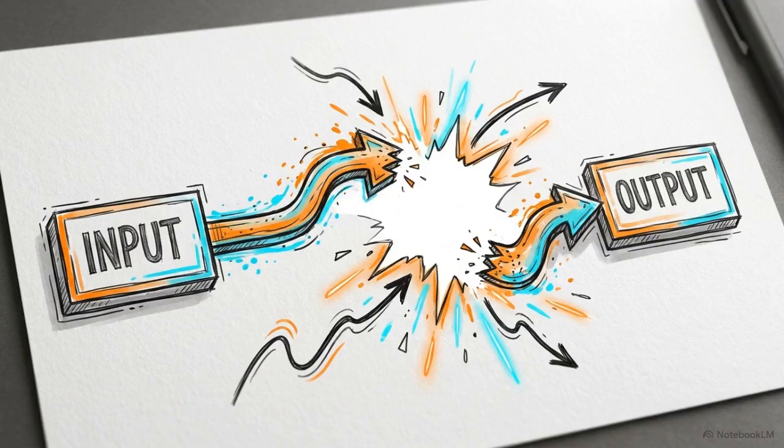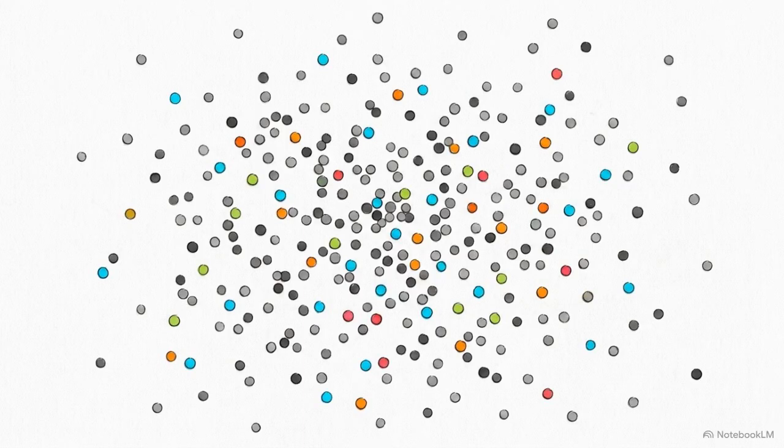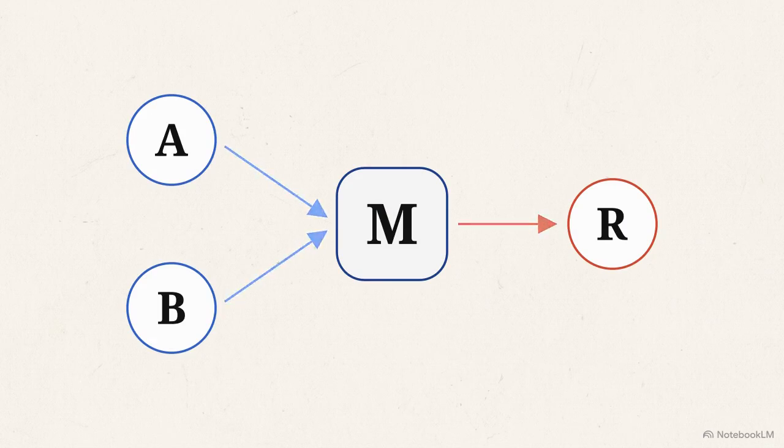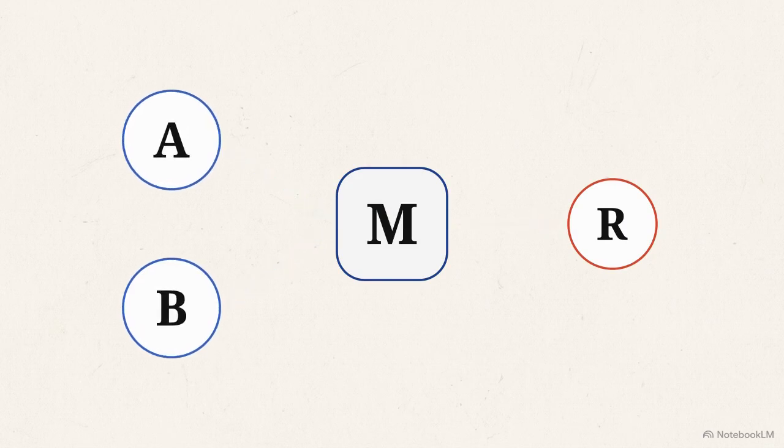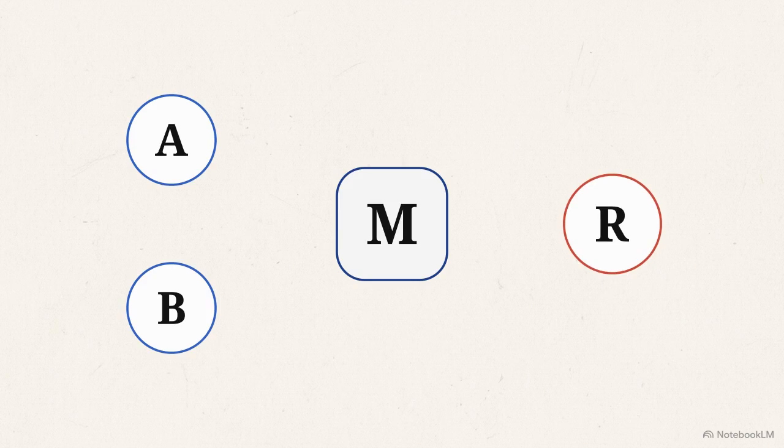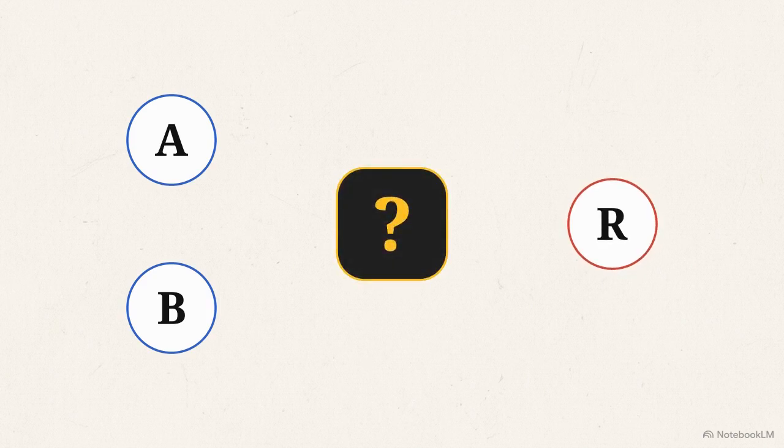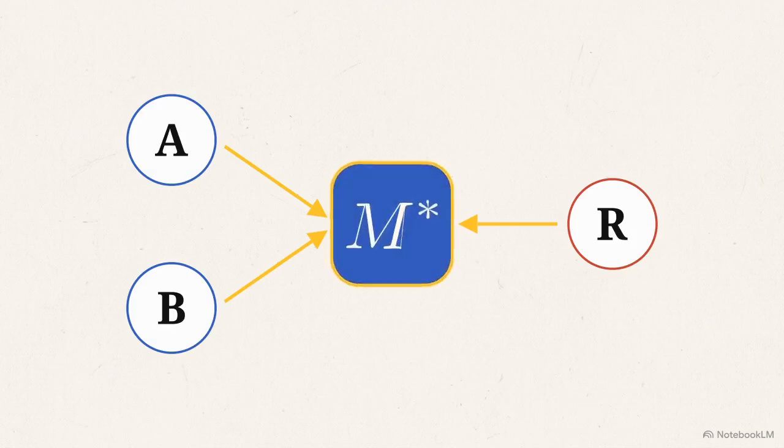Learning begins when we remove that paved path. What happens when the machine has the data but no instructions on what to do with it? This is where the flow of logic reverses. We still have the inputs, A and B, and we have the final result, R. But the rule, M, is now a hidden variable. The system is no longer calculating a result. It is testing different operators to find the specific structural law that connects the inputs to the output.